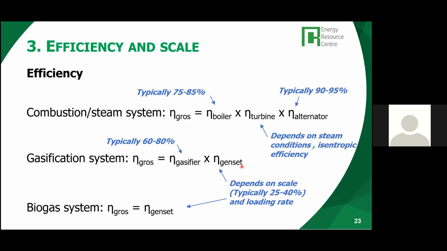But what you see is that at lower loading rates, it can really be substantially lower. So if it's running at only 50%, then the actual efficiency can be more in the range of, let's say, 10 to 20%. This also goes for gas generators used for biogas systems.